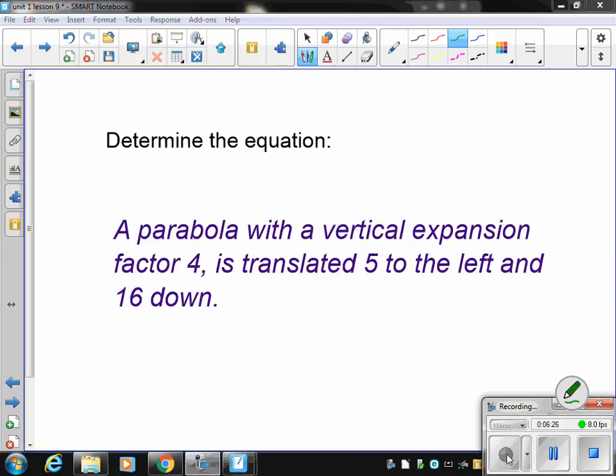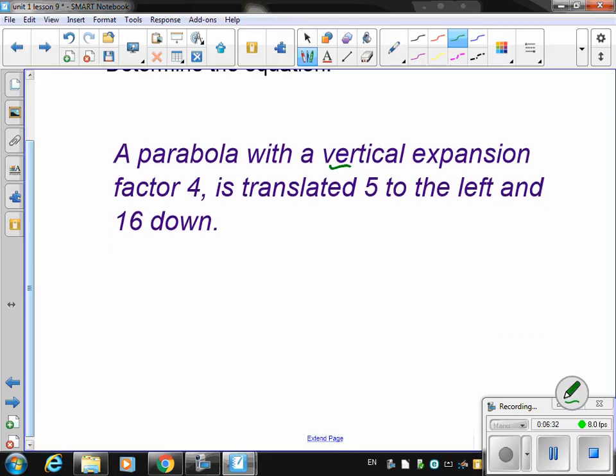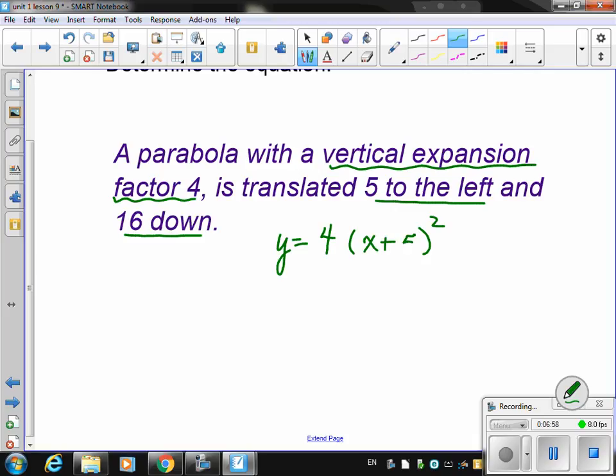For this next one, we've been given a description to come up with the equation like we did yesterday. This one has a vertical expansion factor 4. It's like you grab it and pull it up, skinny. It is translated 5 to the left and 16 down. So my equation would be vertical expansion factor 4. It does not say it's upside down, so I'm going to assume my a is positive. It's translated 5 to the left, so that would be x plus 5, and 16 down, -16. From that information, we would like to try and determine the domain and the range.